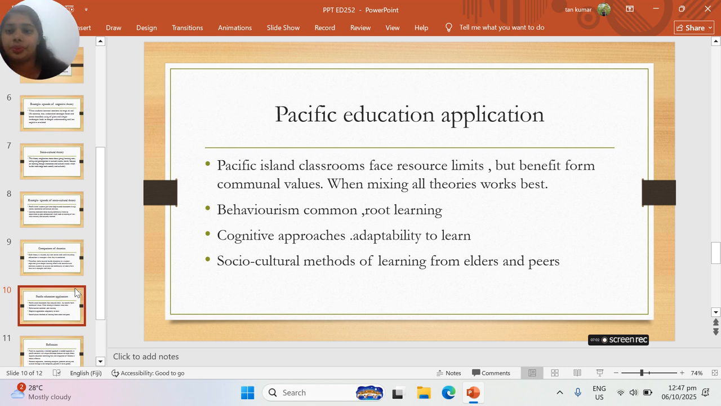Therefore, Pacific Island classrooms face resource limits, but definitely benefit from mixed methods. Mixing all these theories works best. Behaviorism gives routine learning, cognitive approaches build the ability to reason, and sociocultural methods promote learning from elders and peers.